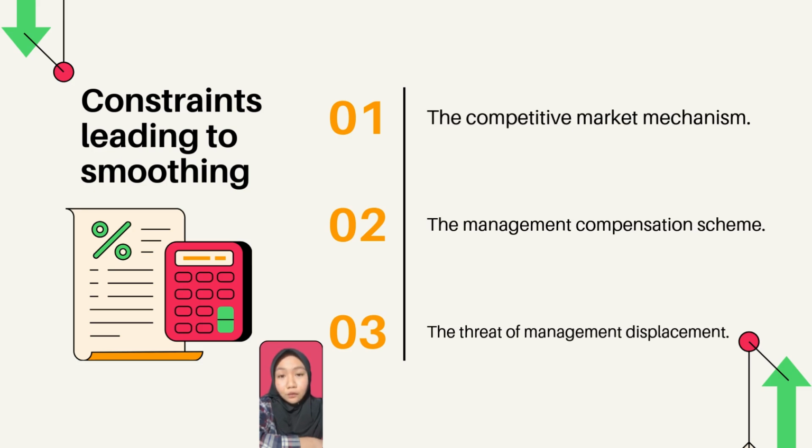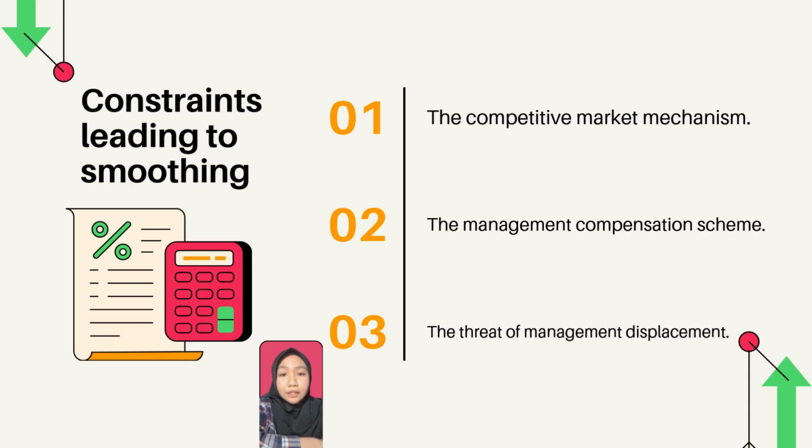For example, if one year the company earns a very high profit, they might defer recognizing some income to the next year to keep earnings steady. The second one, the management compensation scheme. Many managers receive bonuses or stock options based on the company's earnings. If earnings go too high, the firm might not want to pay very large bonuses.